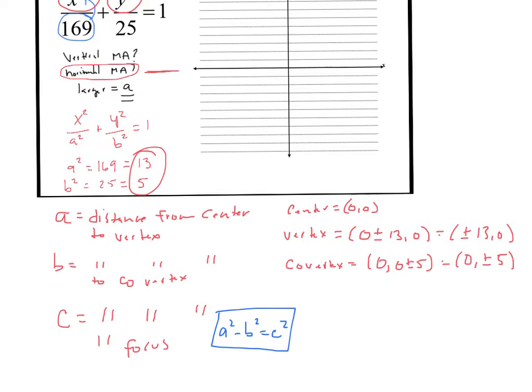But we could really use it to solve for any missing piece of A, B, or C. So if I have any two of them, I can find the third one. So the focus we're going to find by plugging in A squared, subtracting B squared, and that's going to equal C squared. So C squared is equal to 144, so C is equal to 12. So I'm going to shift 12 units to the right and to the left.